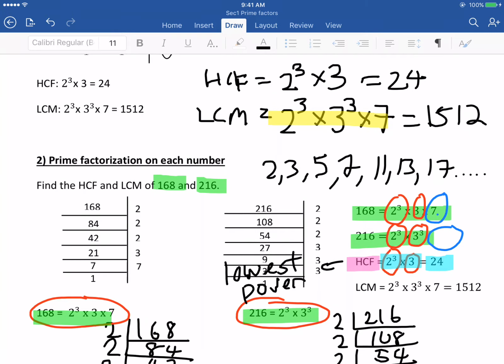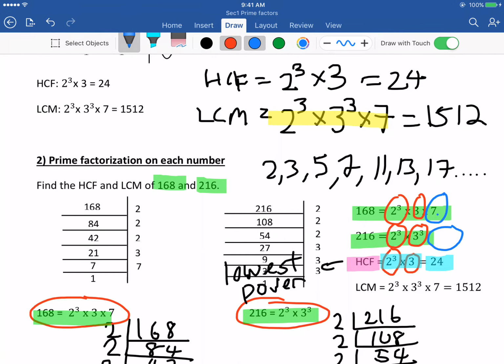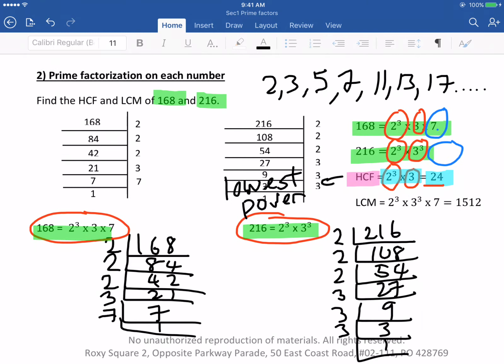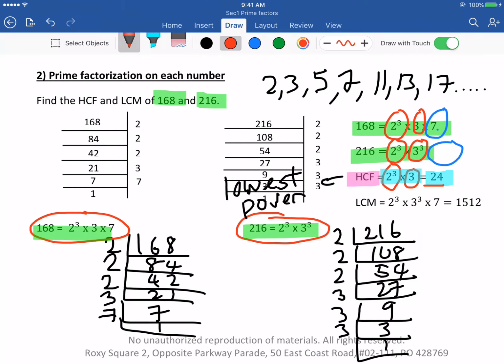24 and 24. Okay, so how to find LCM? If, let's say, for the HCF we look out for the lowest power, for the LCM we should look at the highest power. Highest common factor, we look out for the lowest power. Lowest common multiple, we look out for the highest power.